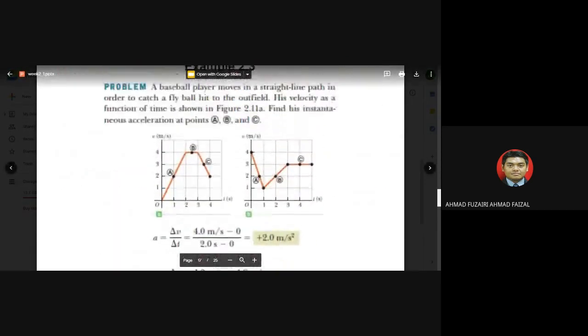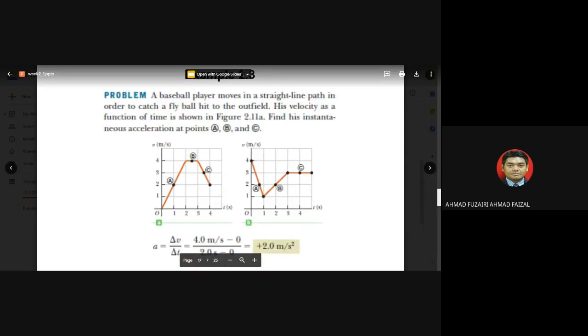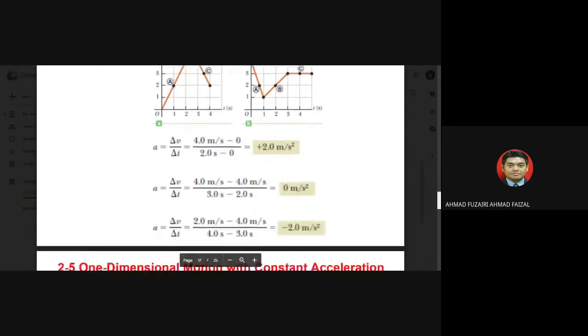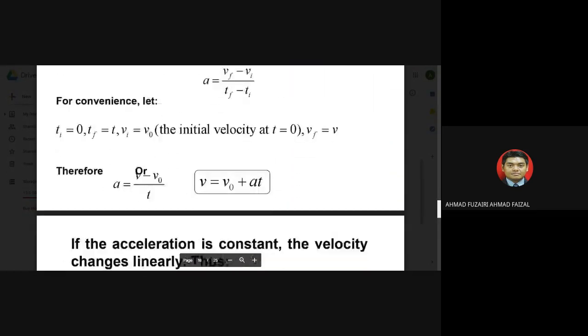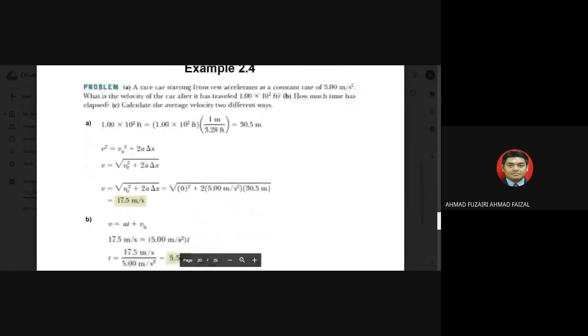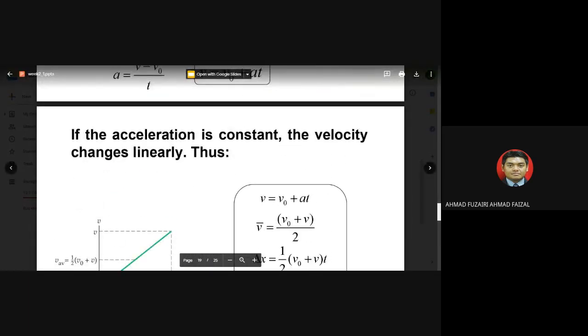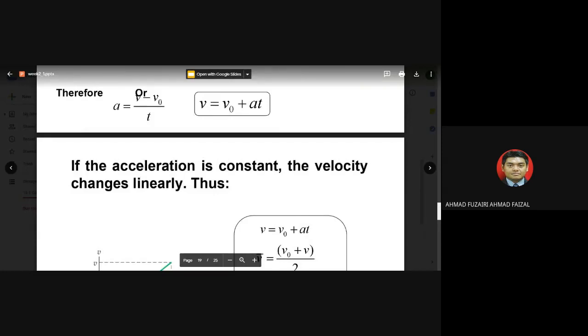Okay. Right. So nanti cuba tengok balik nota-nota ni sebelum kita sambung ke dalam next video, which is yang melibatkan 2.4, free falling objects. Okay.